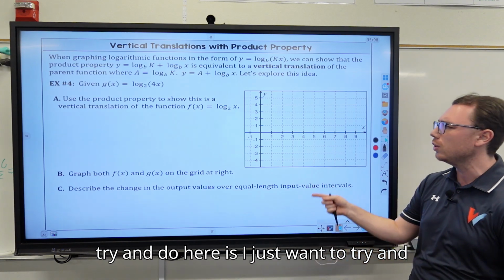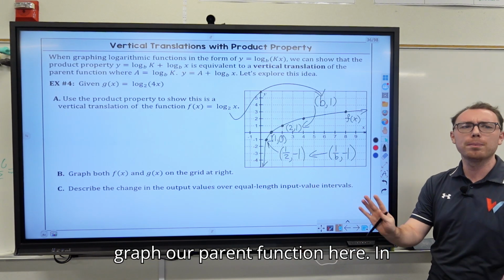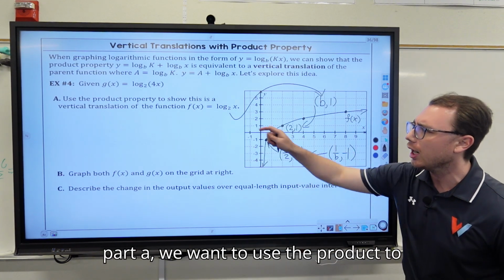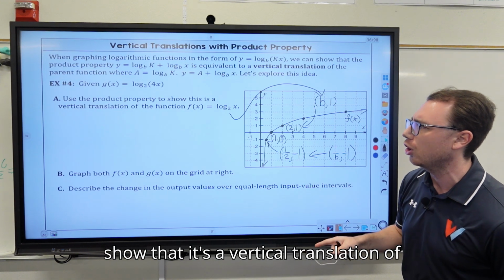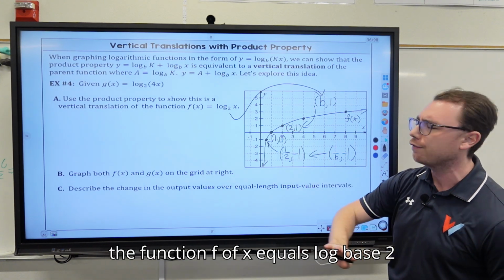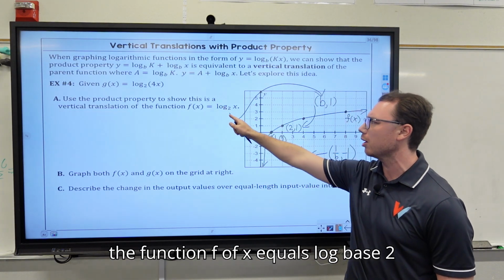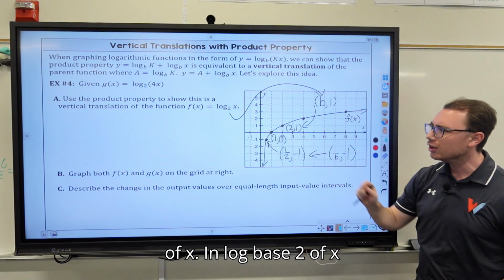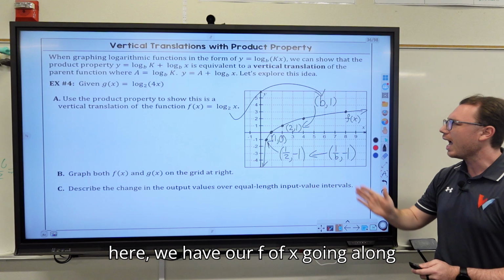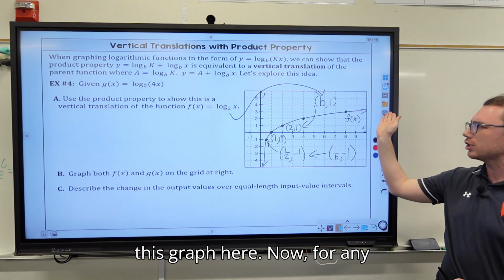First, what I want to try and do here is graph our parent function. In part A, we want to use the product rule to show that it's a vertical translation of the function f of x equals log base 2 of x. In log base 2 of x here, we have our f of x going along this graph here.